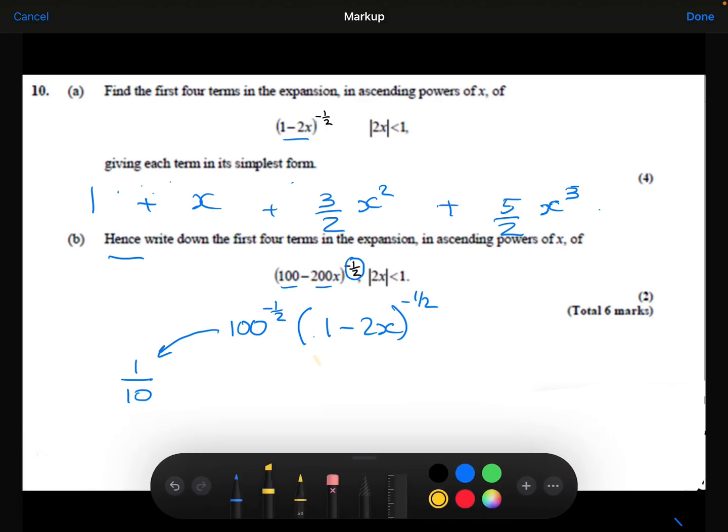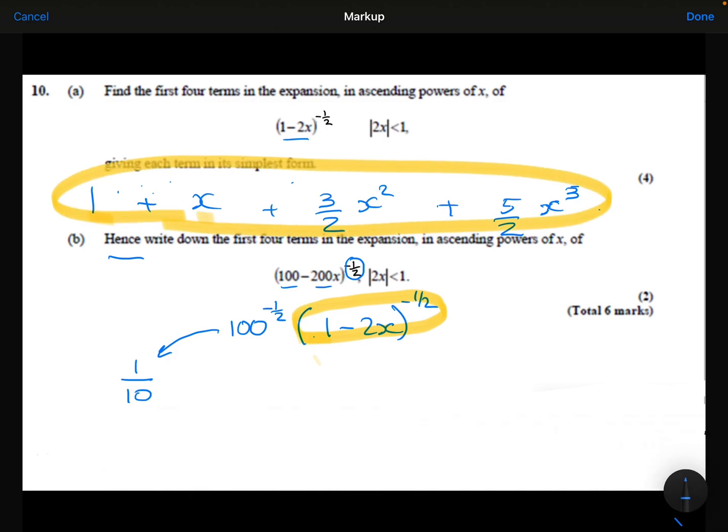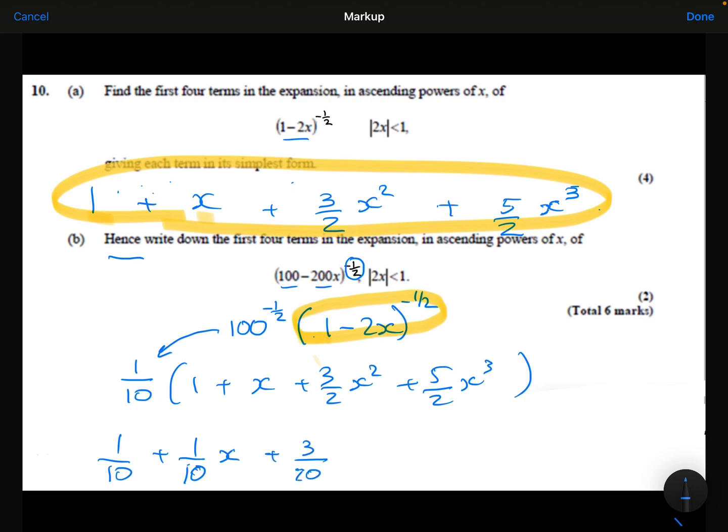And then we can just take our answer from part A and replace that instead of the 1 minus 2x to the power of minus 1/2. So just multiplying through by 1/10. 1/10 times 1 is 1/10. 1/10 times 1x is 1/10 x. 1/10 times 3 over 2 is 3 over 20. And 1/10 times 5 over 2 is 1/4. And that's my answer for part B.